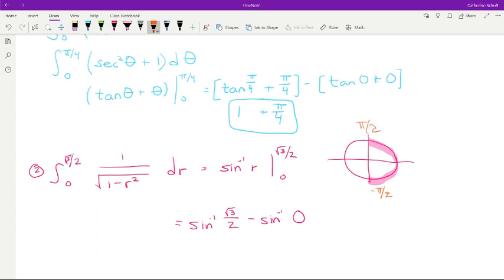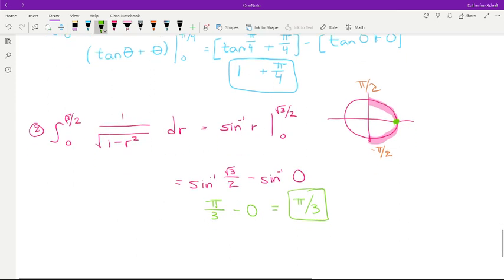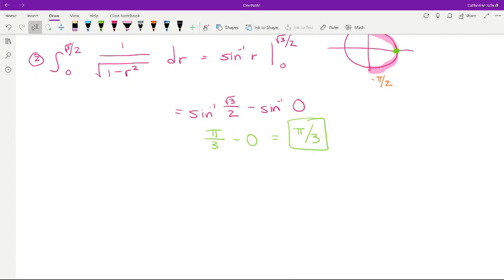Okay? So for instance, root 3 over 2, that would land us in the first quadrant. And since sine of pi over 3 is root 3 over 2, the inverse sine is going to be pi over 3. All right, and then what's the inverse sine of 0 in this interval? It's right here, minus 0. All right, so we're looking at pi over 3. All right. And again, definite integrals have a constant. It's defining an area. So let's look at this last one.